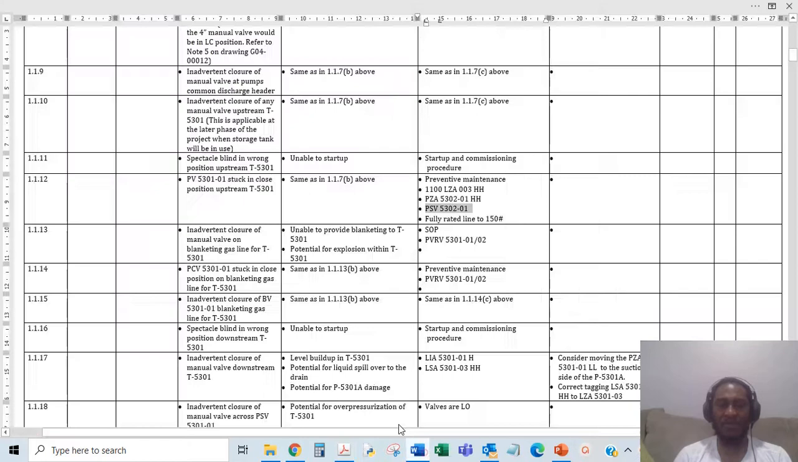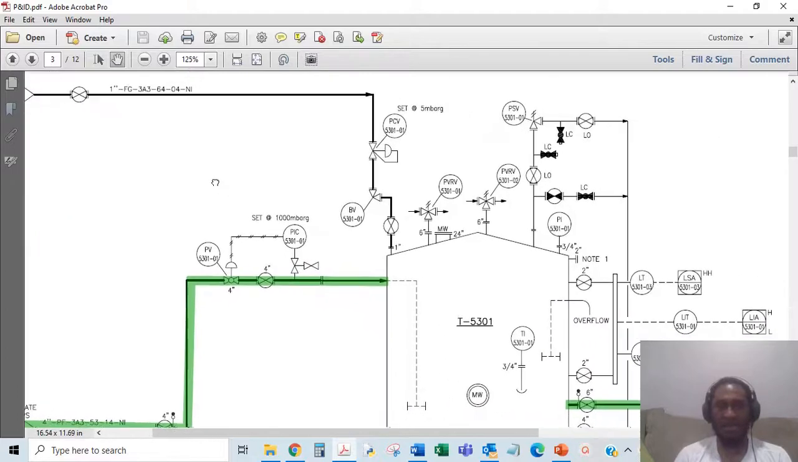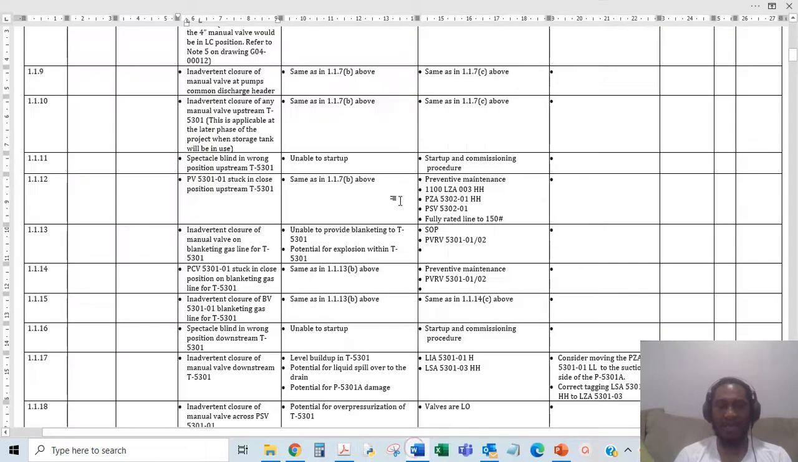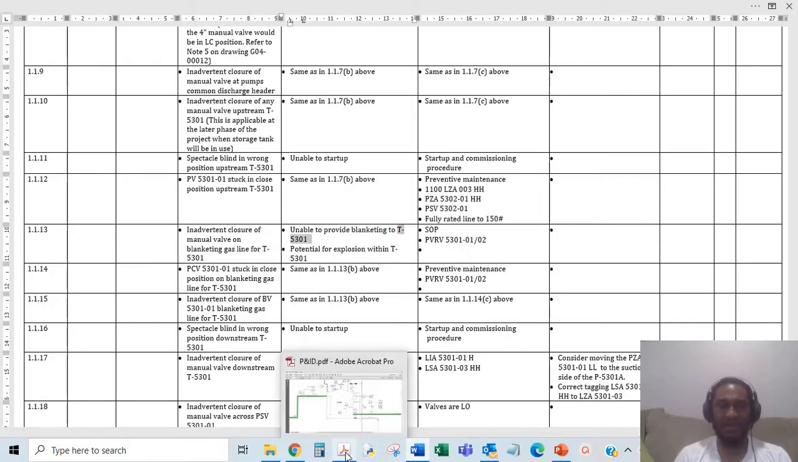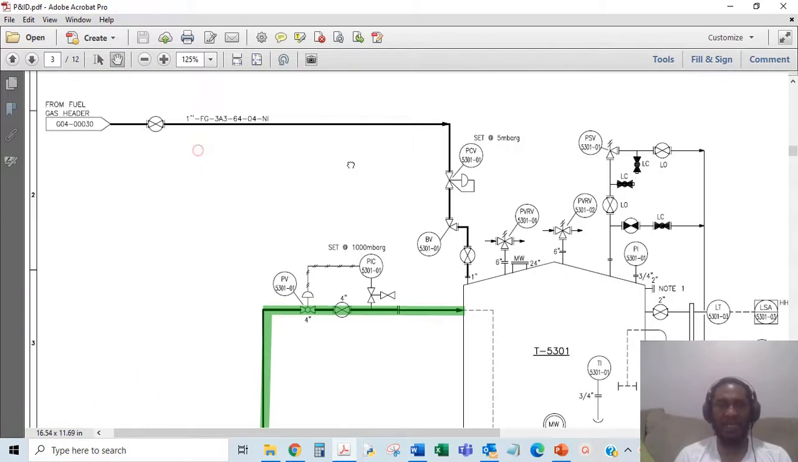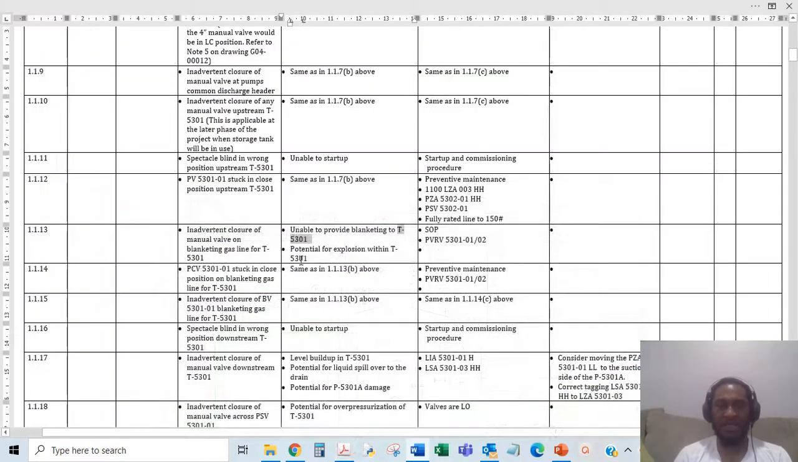Then of course we have this manual valve here, another enclosure of manual valve on blanketing gas line for T5301. Okay, I think it's this. Yeah, so this is it. So you wouldn't have blanket gas. Unable to provide blanketing to T5301. That's this line here. If it's inadvertently closed, you wouldn't have blanketing gas in this, and that could be very dangerous. And then potential for explosion within the tank.